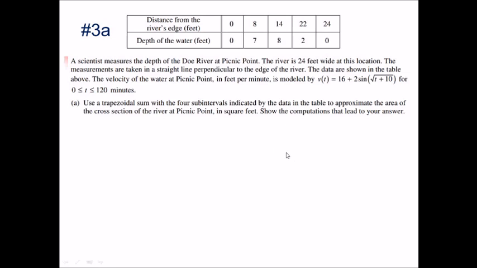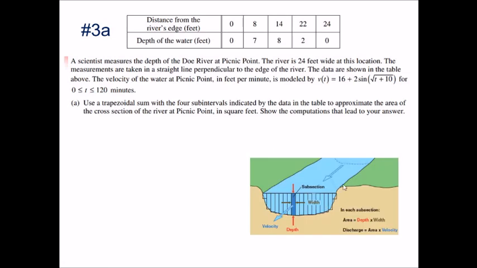This is a tough one to visualize. So I just kind of cut and pasted something off of the Google to help us out here. So here's what's going on. We have this scientist, and he's going across a river and basically measuring the depth at various points across the river. So, for example, let's say that our scientist starts on the left, just to make it easier to visualize. So let's say you have a distance of 0 from the river's edge. You're right here, and you have a depth of 0. And then as you move over, maybe you're 8 feet from the river's edge, like right over here, and now you have a depth of 7, and 14 feet you have a depth of 8, 22 feet you have a depth of 2, and so on and so forth.